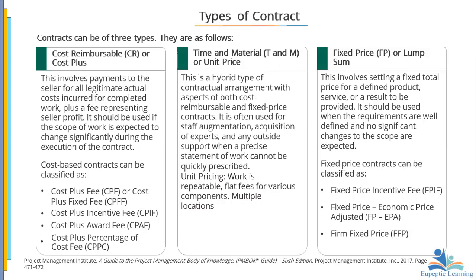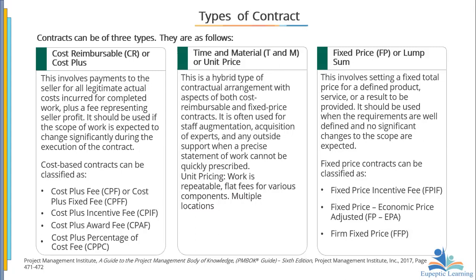Okay. Cost-based contract can be classified into the following. We have the cost plus fee, or cost plus fixed fee, the cost plus incentive fee, cost plus award fee, and then cost plus percentage of cost fee. We shall delve into them in the subsequent slides. Then we have the time and material costing. We usually use it when you are building a house, and that is a personal thing.